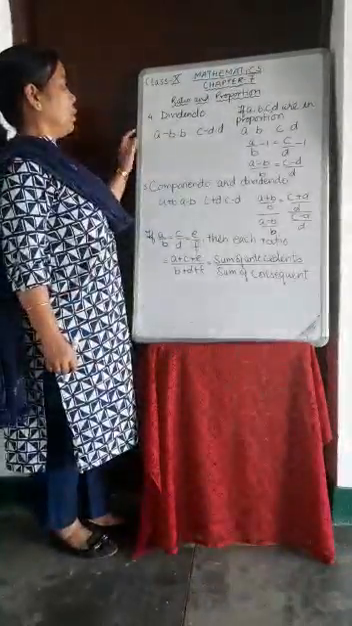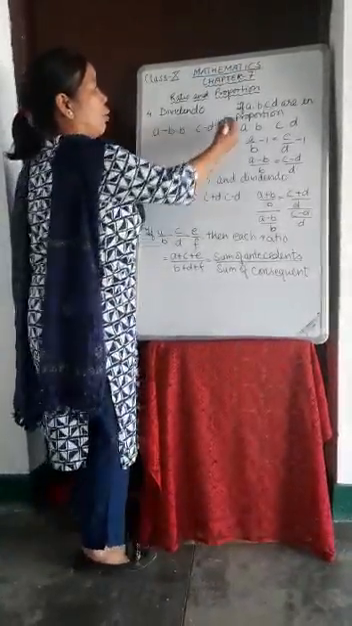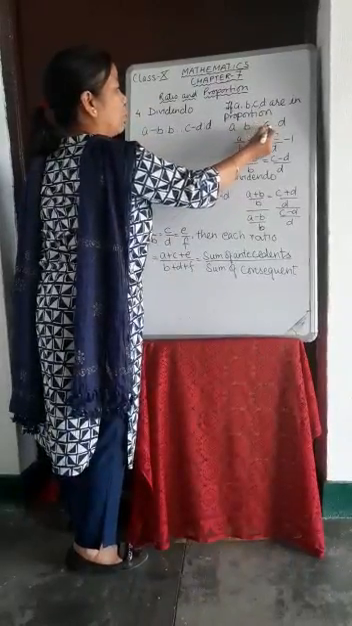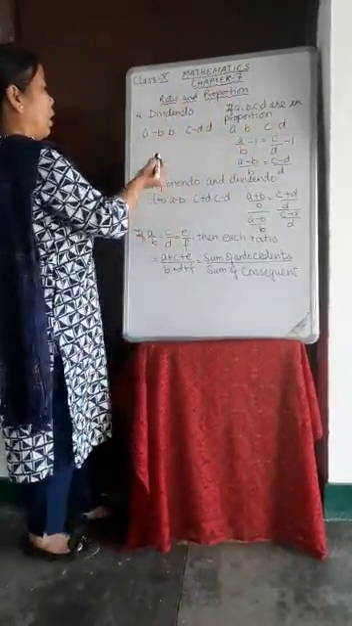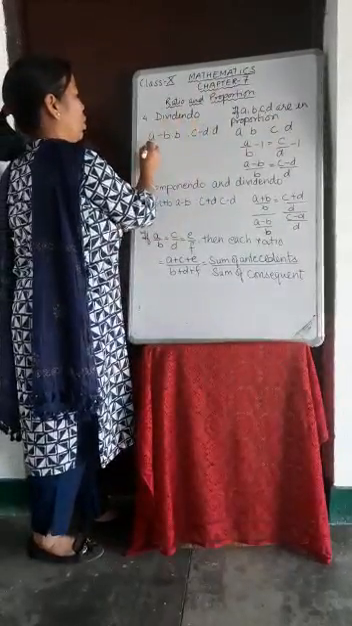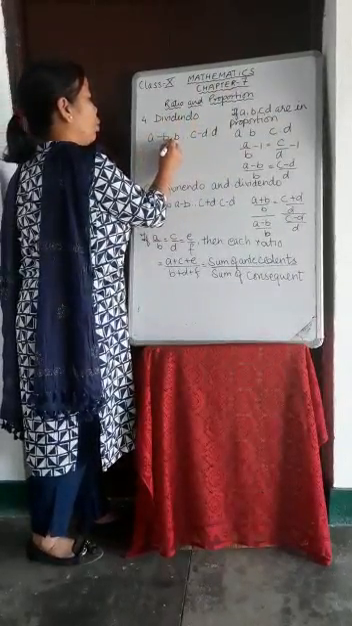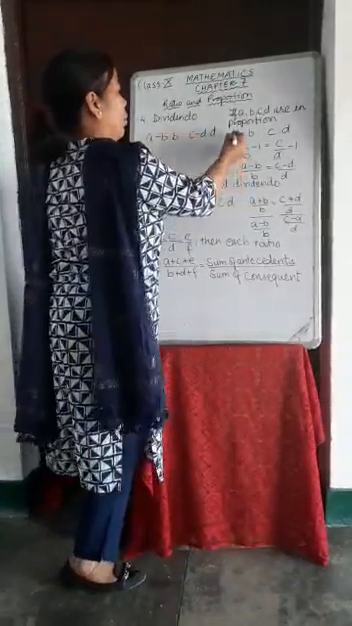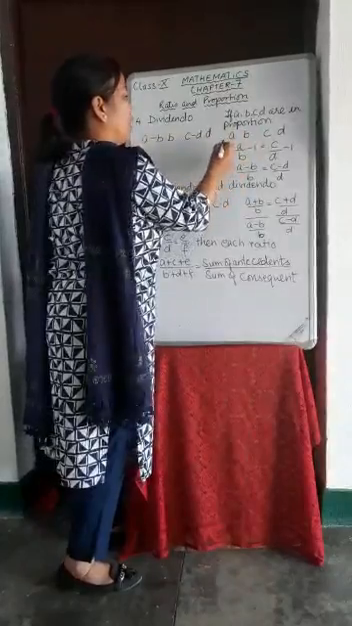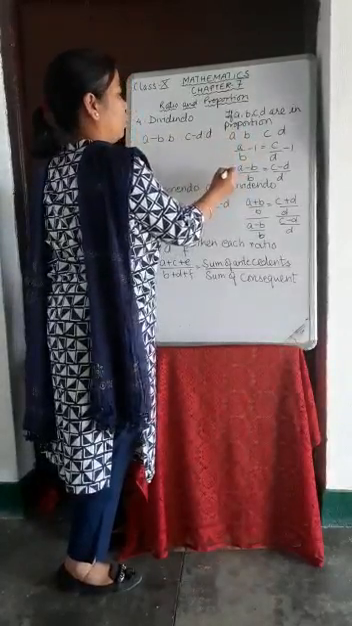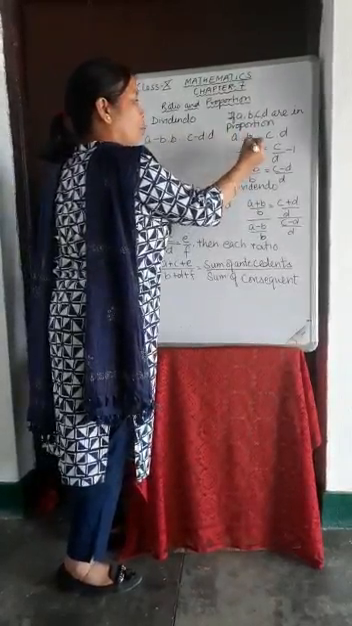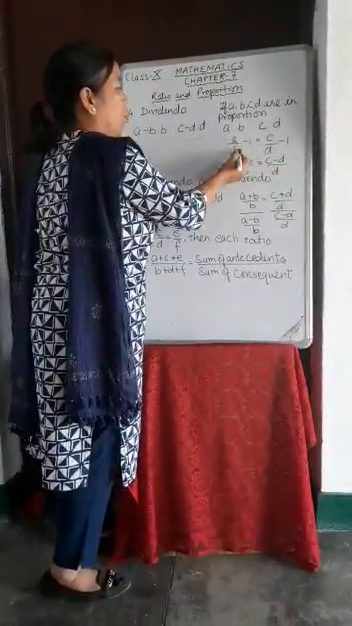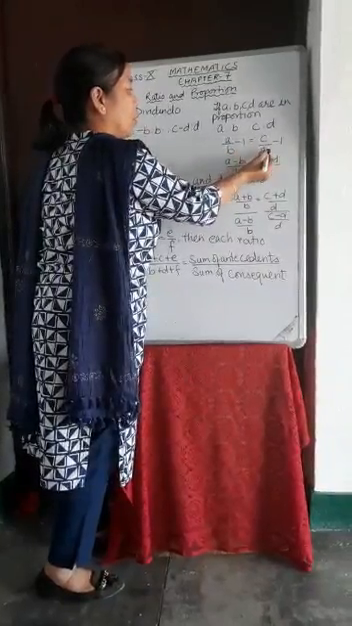Fourth property is dividendo. If A, B, C, D are in proportion, then A is to B is equal to C is to D, you know that. And according to dividendo, A minus B is to B is equal to C minus D is to D. See how? If A, B, C, D are in proportion, then A upon B is equal to C upon D. And in that, on both the sides, if we subtract 1, then this will be A upon B minus 1 equals C upon D minus 1.